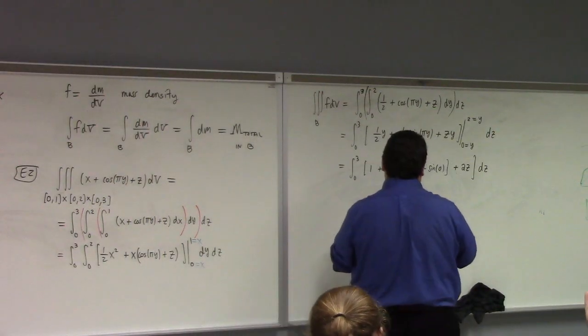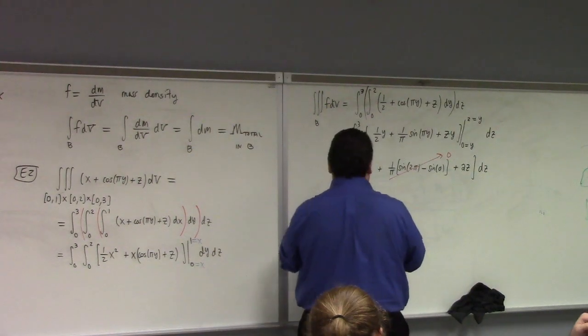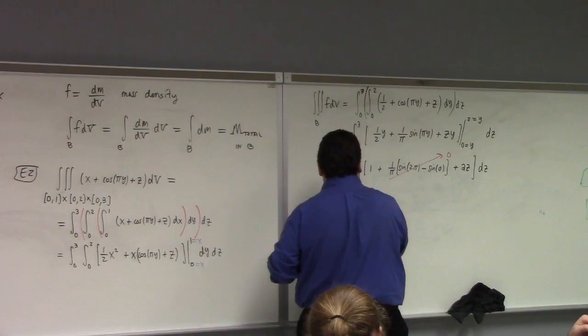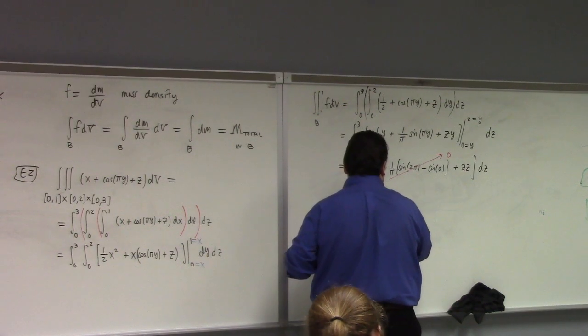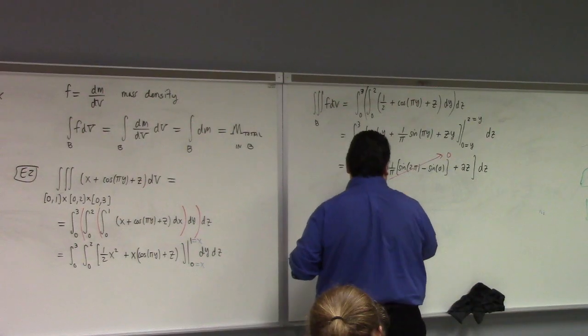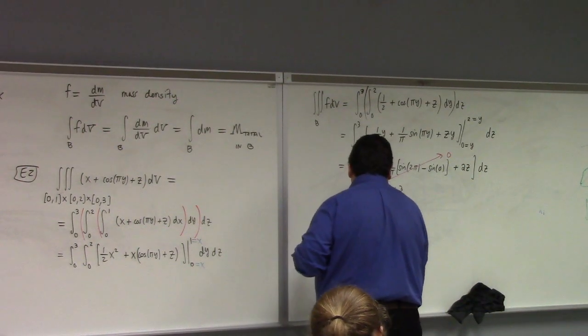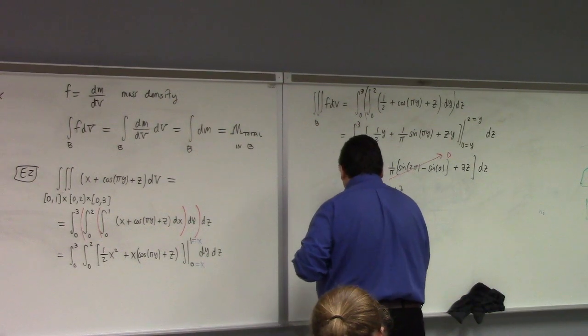So as I was told, this is 0. Woohoo! And we're left with then, doing the last integration in z, we've got z plus z squared. Evaluate that thing from 0 to 3, and lo and behold, we get ourselves a 3 plus 9. So the answer is 12.